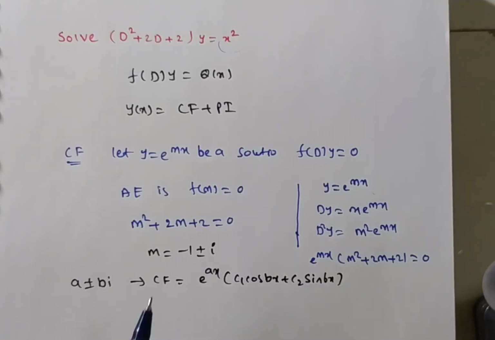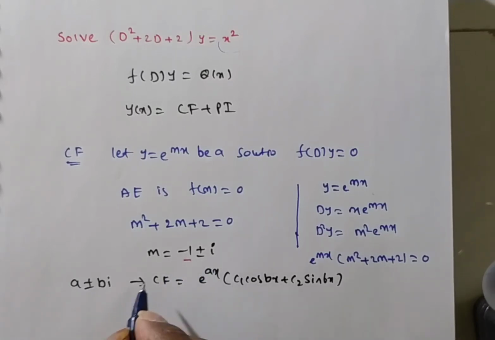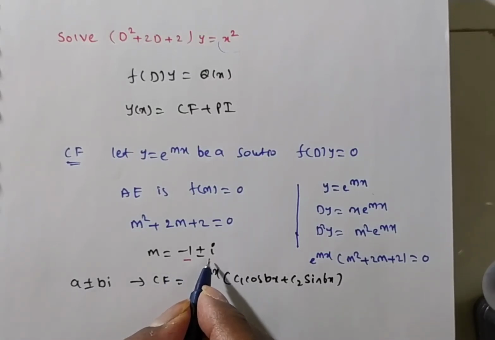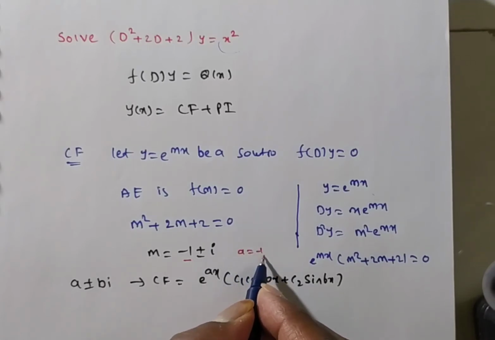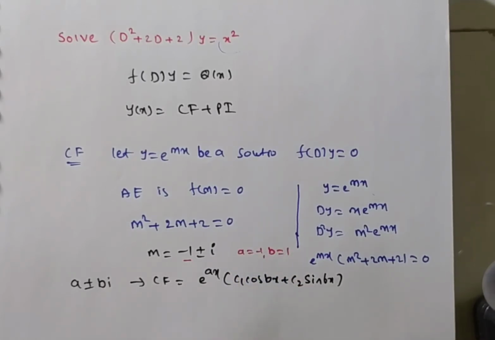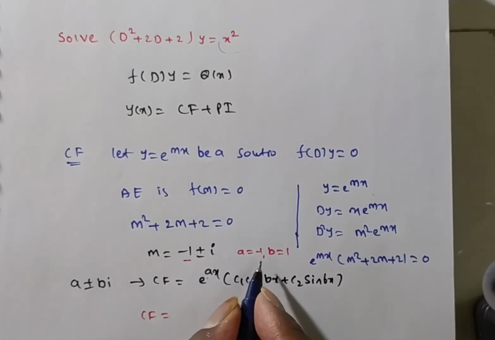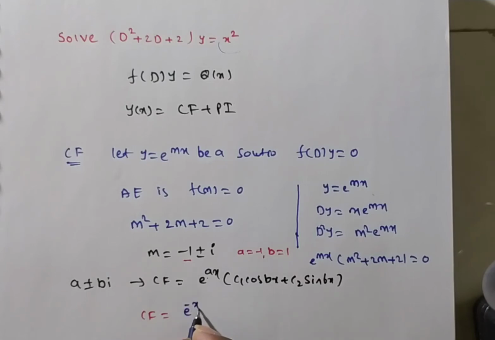What is a here? a = -1. And what is b here? The coefficient of i. What is the coefficient of i? 1. So a = -1, b = 1, you substitute. Then the complementary function CF = e^(ax), and a is -1, so e^(-x)(c1 cos x + c2 sin x). So this is the complementary function.